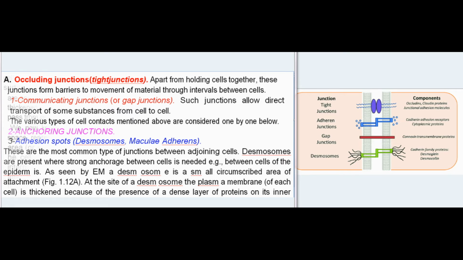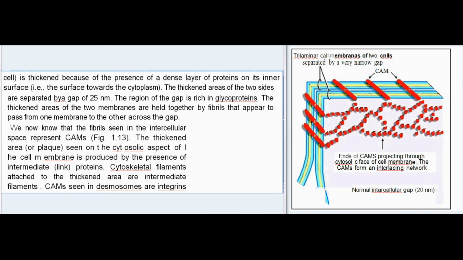At the site of a desmosome the plasma membrane of each cell is thickened because of the presence of a dense layer of proteins on its inner surface, i.e., the surface towards the cytoplasm. The thickened areas of the two sides are separated by a gap of 25 nanometers. The region of the gap is rich in glycoproteins. The thickened areas of the two membranes are held together by fibrils that appear to pass from one membrane to the other across the gap.